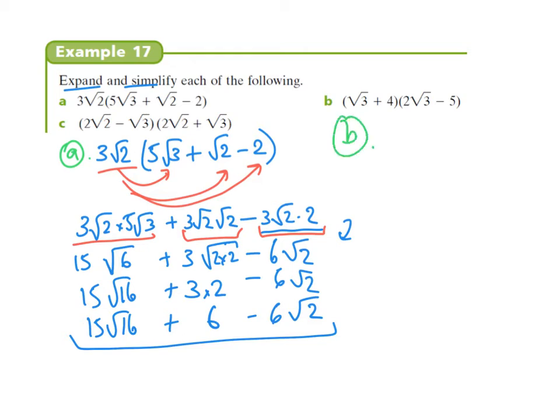So part B is a double bracket. So we're going to use FOIL. So we're going to do firsts, outers, inners, and lasts. Fun times. Okay, so let's go for it.